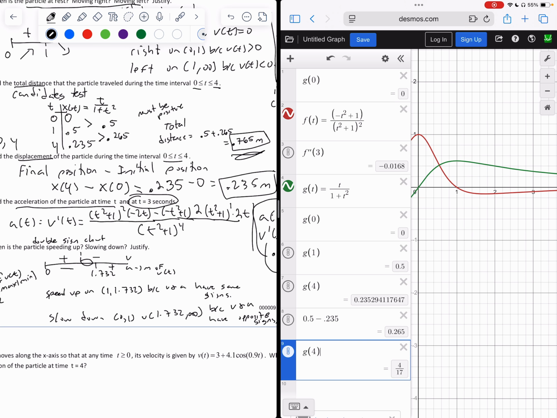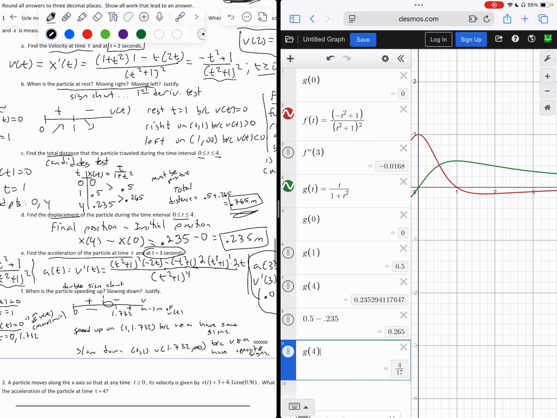And that's how we use Desmos to solve a lot of these questions. I'm going to go to another video, and you can take a look at the next two examples. I'll see you then.